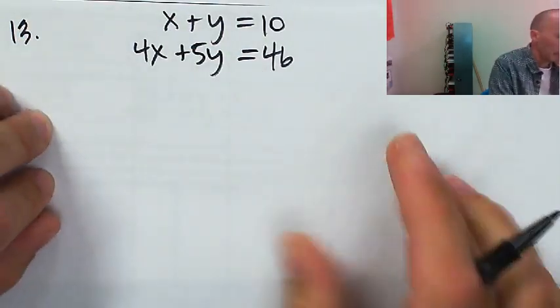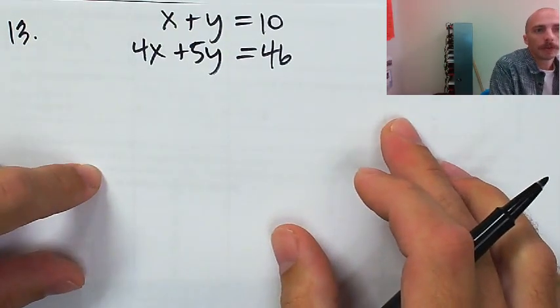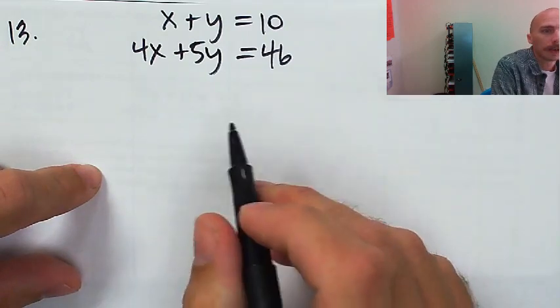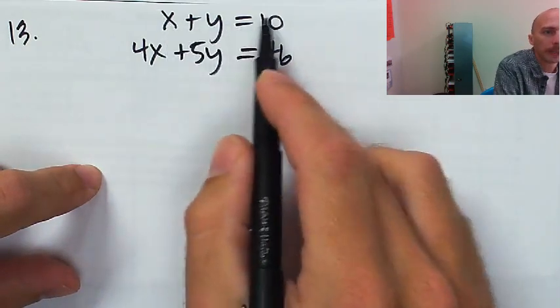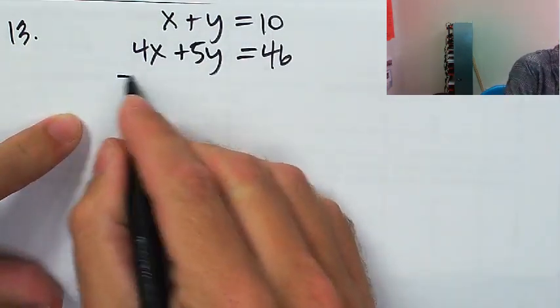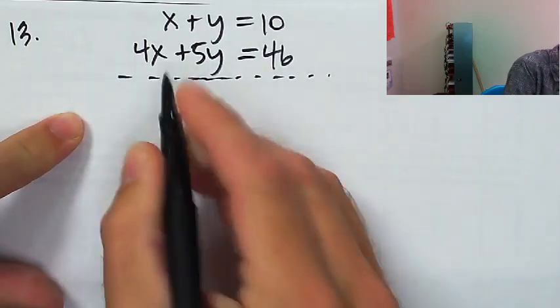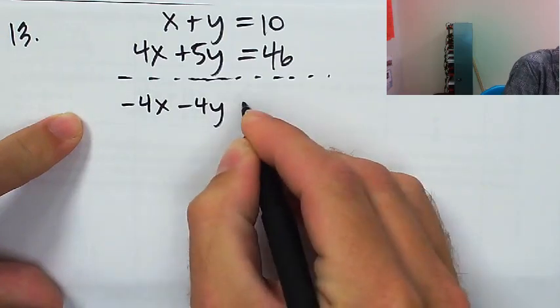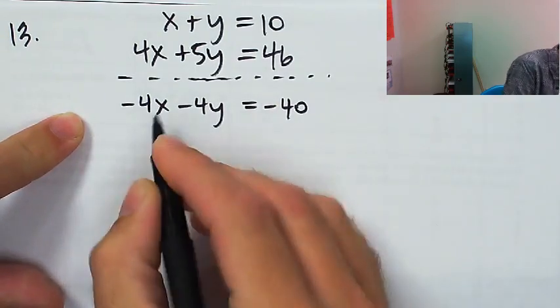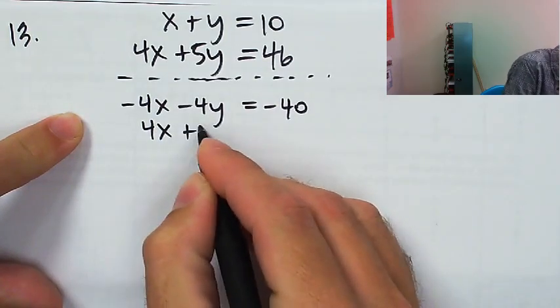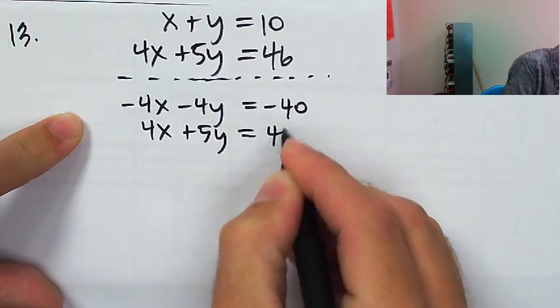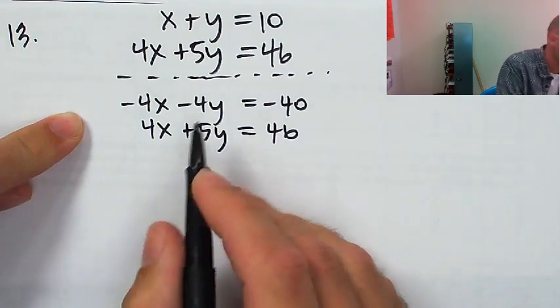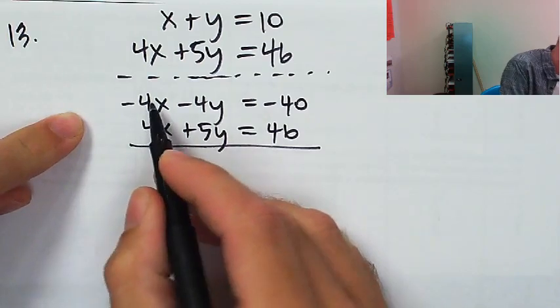Number 13. Okay, we can do this. I'm going to set up for elimination. I think on this one, I'm going to multiply the first equation by -4. So I'll have -4x, -4y equaling -40. And then 4x and 5y equaling 46. I'm not going to change the second equation, because now I'm set up for elimination.